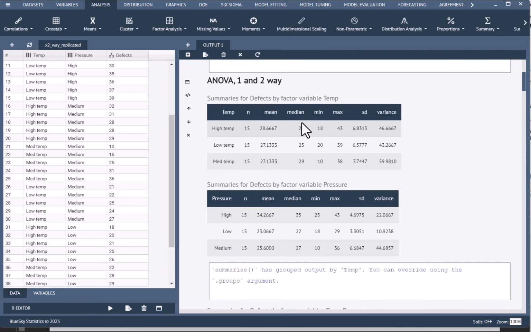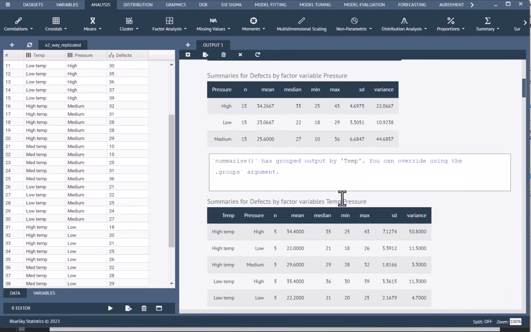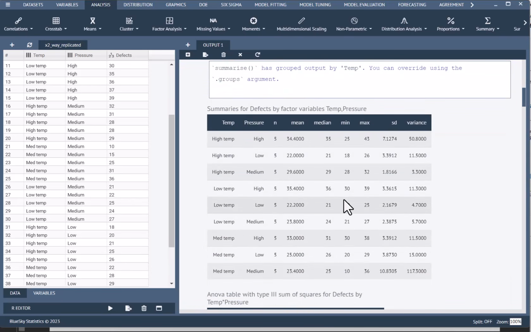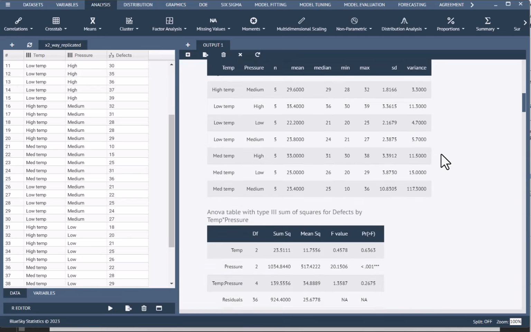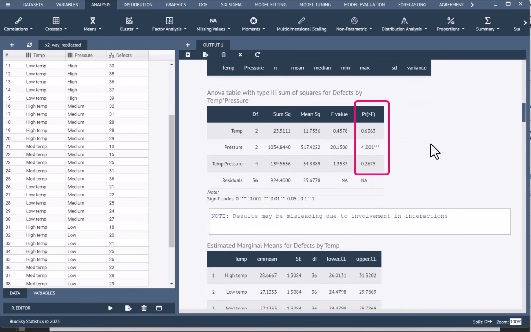As usual, BlueSky starts off with summarizing the variables for each of the factors. So here's the summary table for temp, and here's the summary of defects per variable pressure, different levels. And then BlueSky gives us summary statistics for temp and pressure combined, different levels of temp, different levels of pressure. Here are the statistics. And finally, BlueSky produces the ANOVA table.